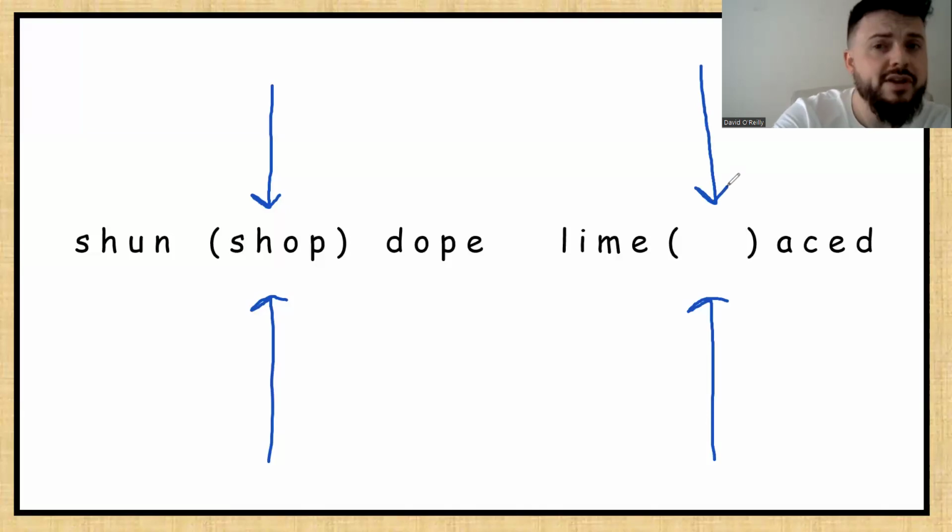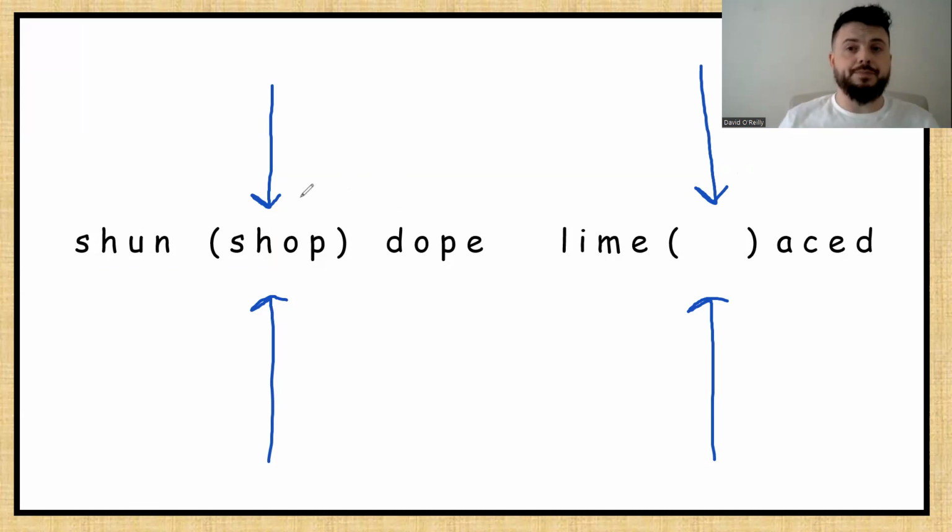All right. Now, if you've never seen this before, something you might notice is that the letters from shop, so S, H, O, and P, all appear in these words on the outside, shun and dope. Okay. So what we need to do is figure out which letters were chosen. So if we look, we've got the S, which is here. We've got an H, which is here. We've got an O, which is here. And we've got a P, which is here.